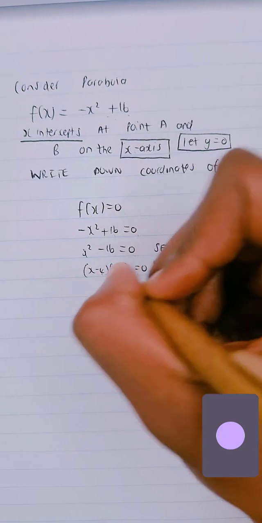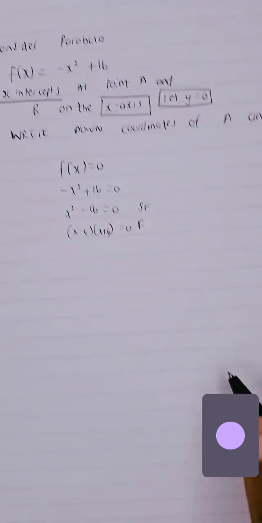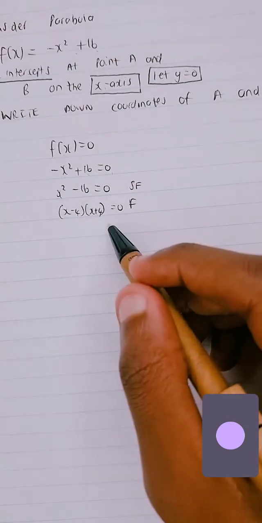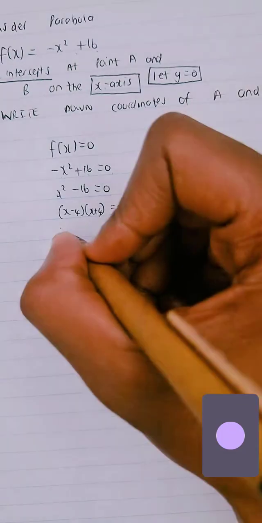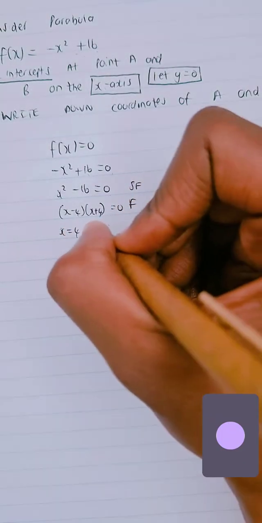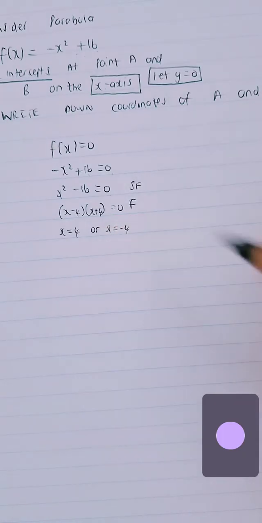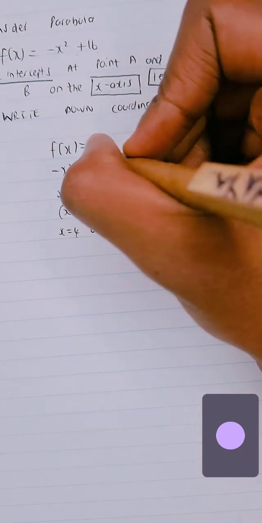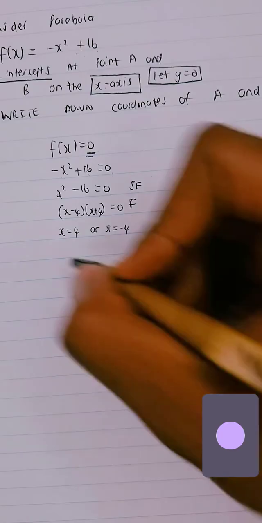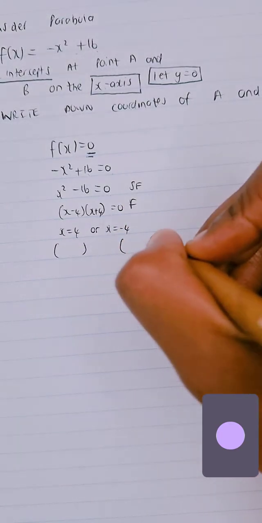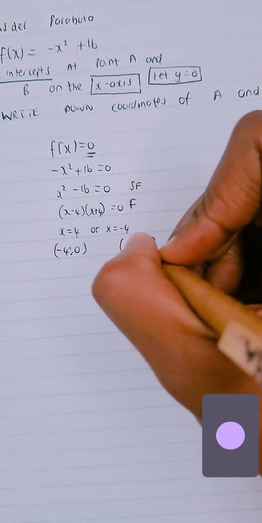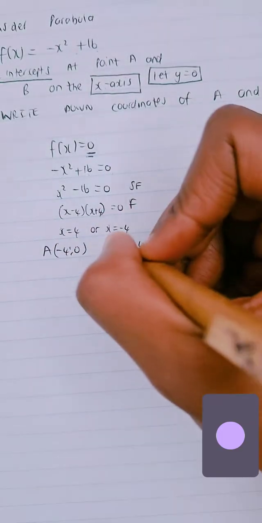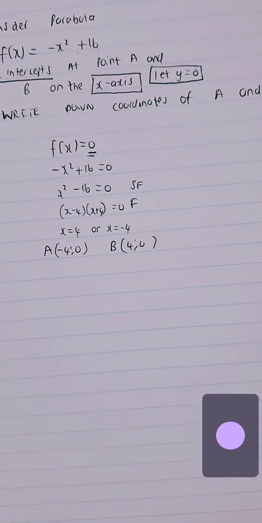It's like we are going back into history. We just had something similar. Then x equals 4 or x equals negative 4. There we have it. And then the coordinates. What did we let first be? We let y be 0. So our coordinates will be 4 and 0, and then negative 4 and 0. Then we can assign A and B respectively.